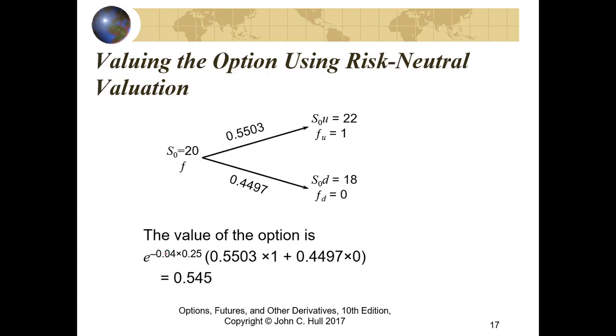So we can calculate the price of the option today. If we want to remind ourselves with the formula, F is equal to P times FU plus 1 minus P times FD times e to the power of minus RT. Now, P is 0.5503 times 1. 1 minus P is 0.4497 times 0, which will be equal to 0. So we multiply this by the discount factor, and we will get the value of the call option is 0.545, which is exactly the same value we found using the no arbitrage argument or the replicating portfolio.